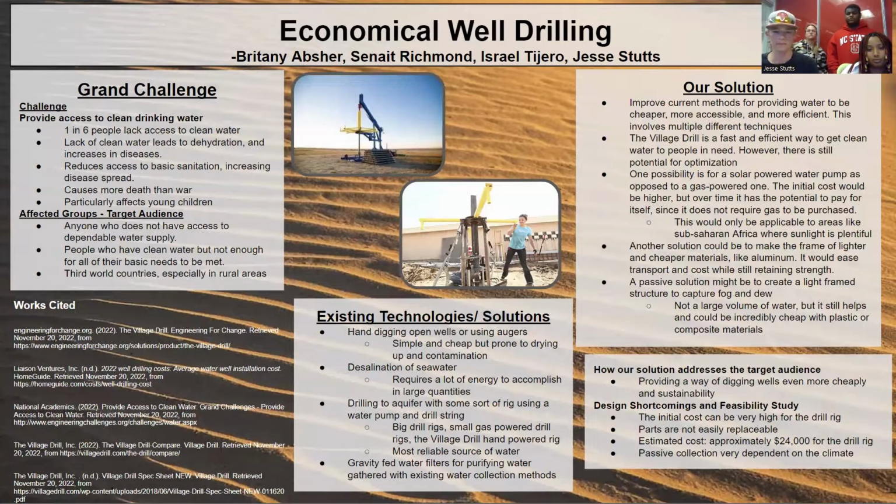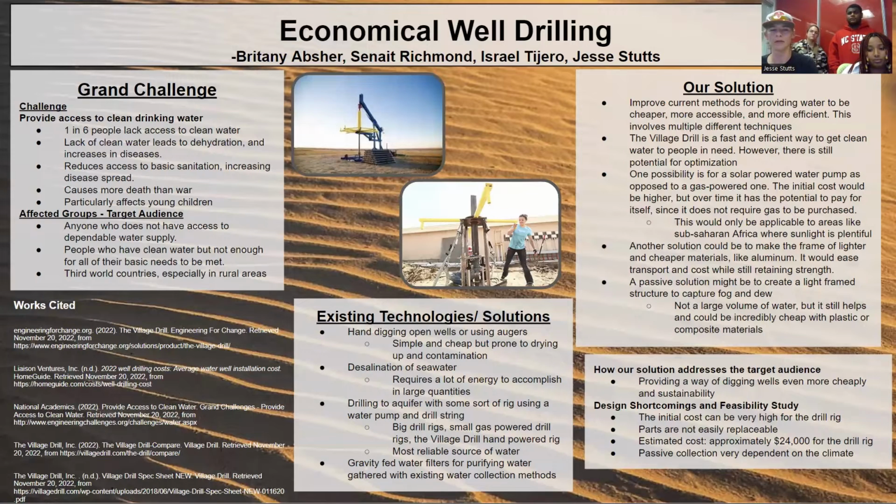One way we could make the village drill more economical and more sustainable to be able to reach more people would be to make the frame out of aluminum. It is cheaper than steel and also lighter to transport, so it would reduce shipping costs and material costs, which would lower the initial costs of the well and therefore make each borehole cheaper and hopefully would be able to reach more people with water.